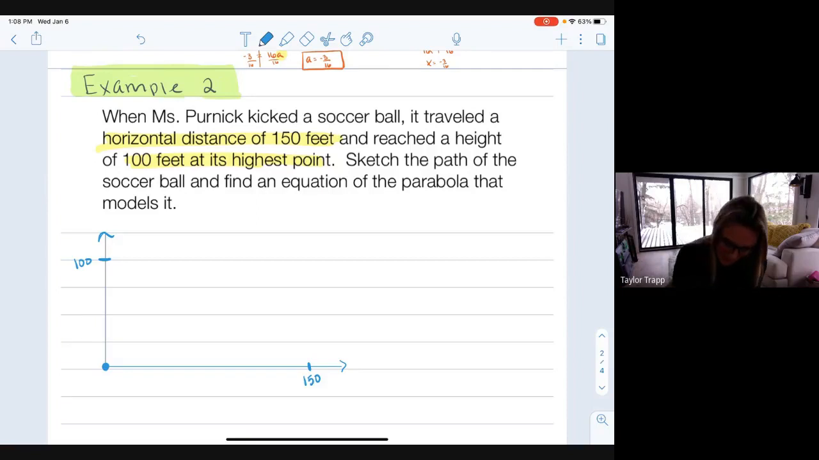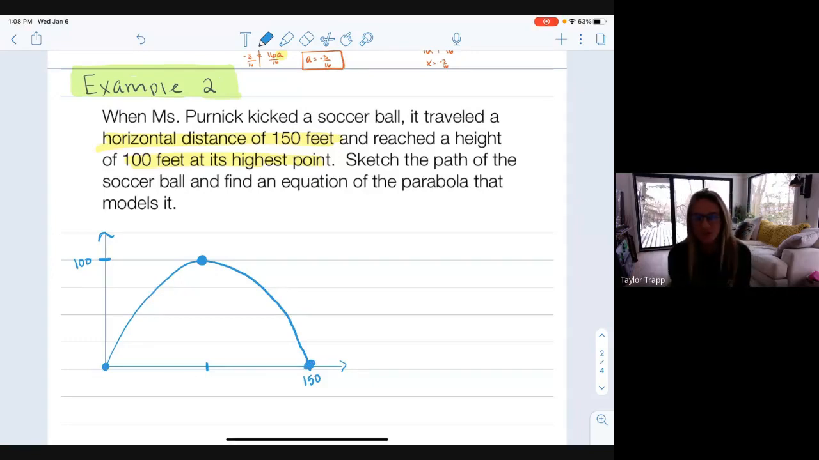So what that tells me is right in about the center, I'm going to be reaching my maximum point at 100 feet. So when I kick the soccer ball, it's going to look something like that. Now, if I was trying to model this in Desmos, obviously it would look much, much more accurate. This is a sketch. I really want to emphasize the word sketch because I can't draw very well.